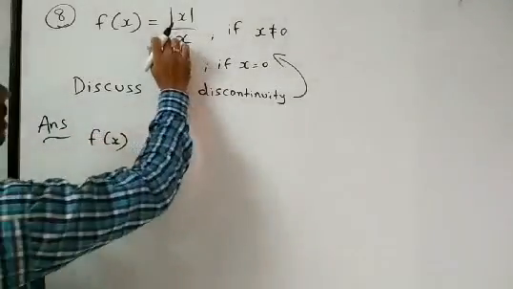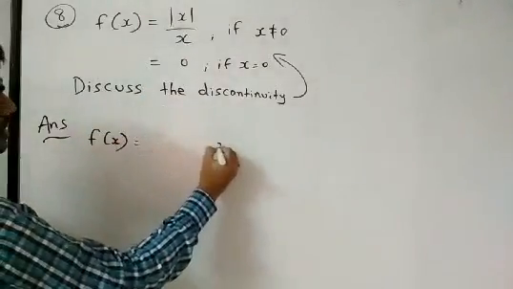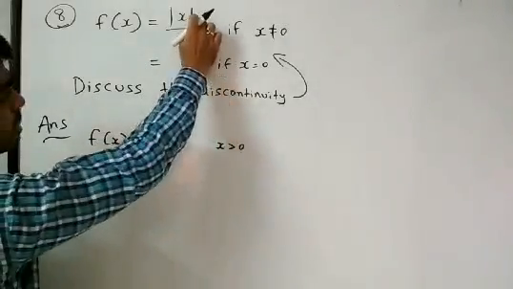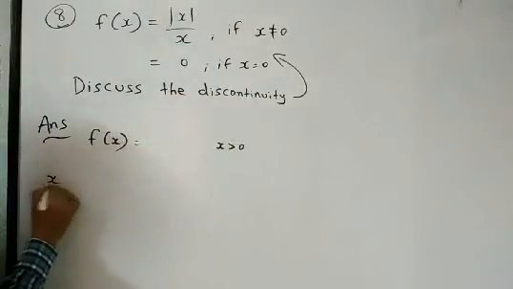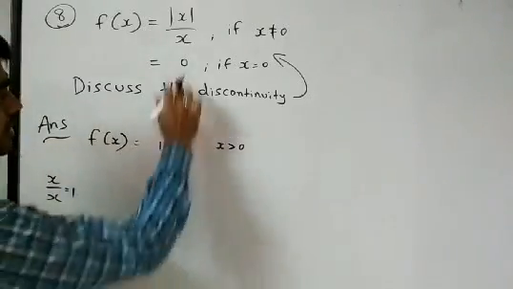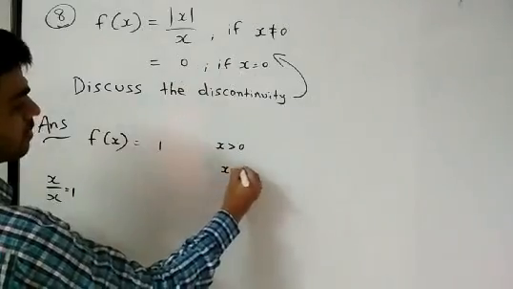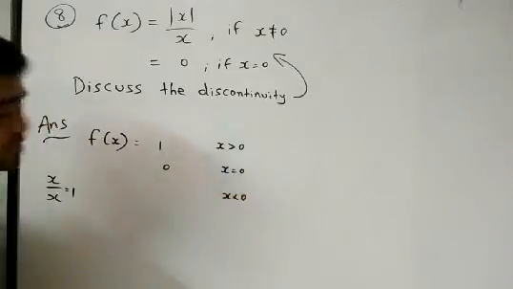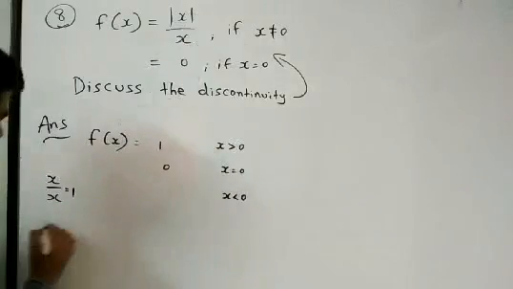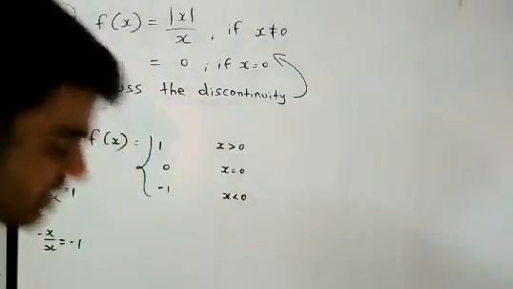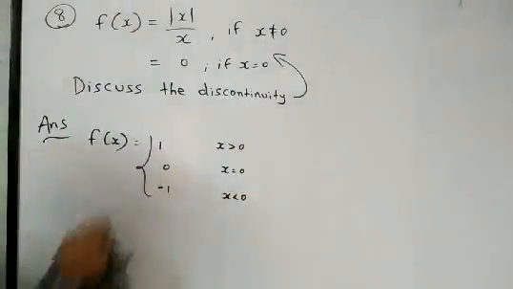f of x. Here, if I am taking the first case, x is greater than 0, then it will be x by x. So that answer is 1. If x equals 0, then its value is 0. If x is less than 0, then it will become minus x by x. So its answer is minus 1.